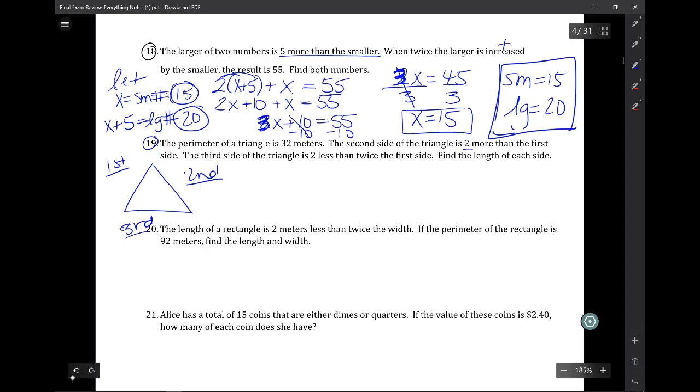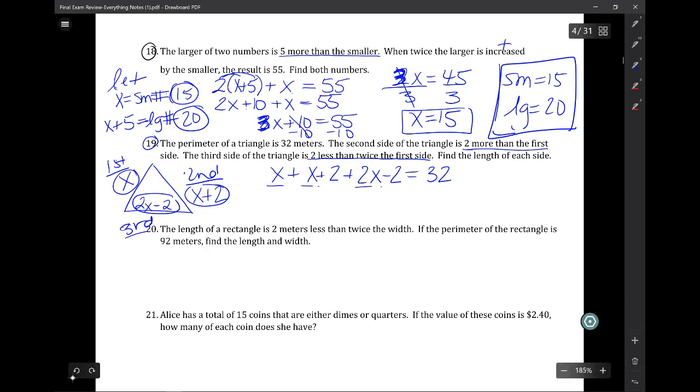So the second side is 2 more than the first side. So let's make x be our first side. So if it's 2 more than that, it would be x plus 2. And then the third side is 2 less than twice the first side. So 2 less than twice the first side would be 2x minus 2. The perimeter, so all 3 of these expressions, the first side plus the second side plus the third side equals a total of 32. So let's combine our terms.